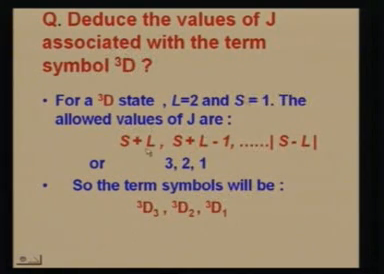The allowed values of J, from S plus L to the absolute value of S minus L, would be three values: 3, 2 and 1. With these three possible values of J, the three term symbols possible would be 3D3, 3D2 and 3D1. So this is how you can use your knowledge to complete the term symbols of the configuration.